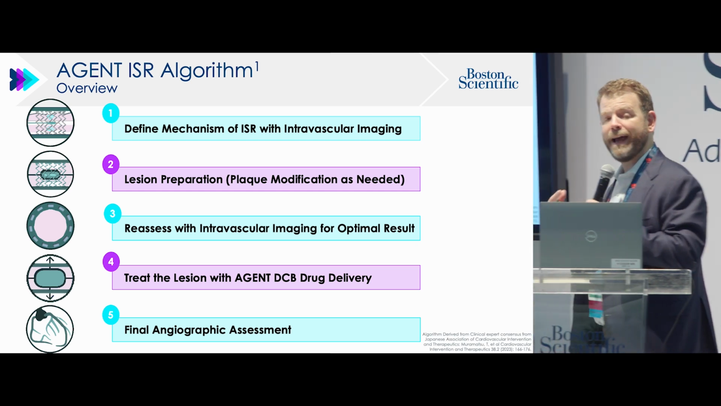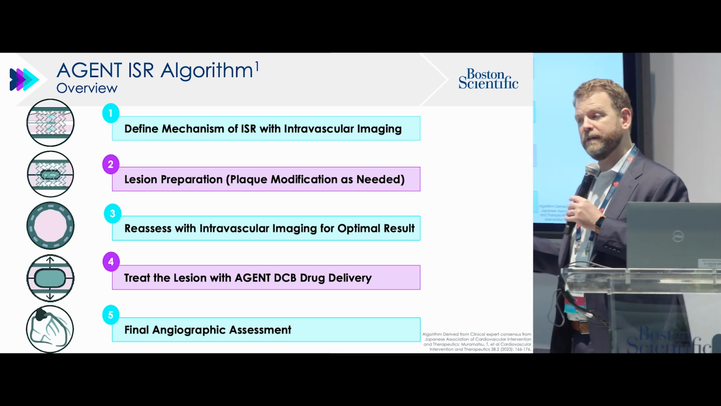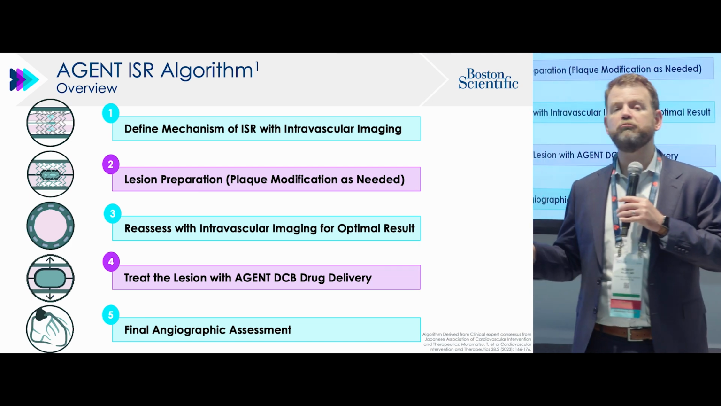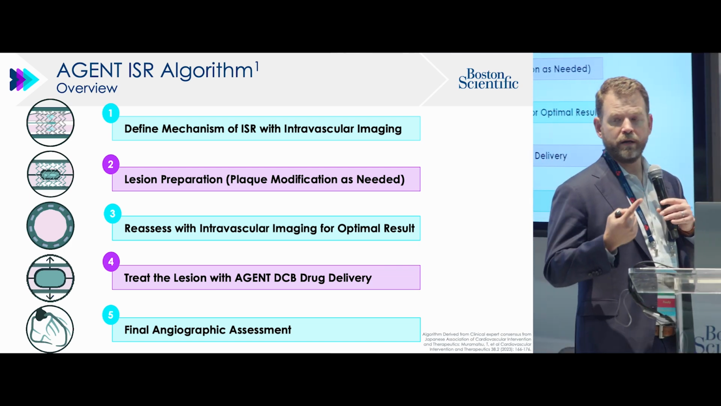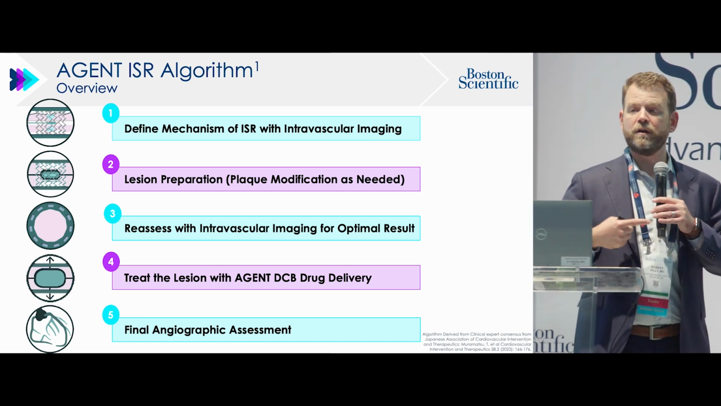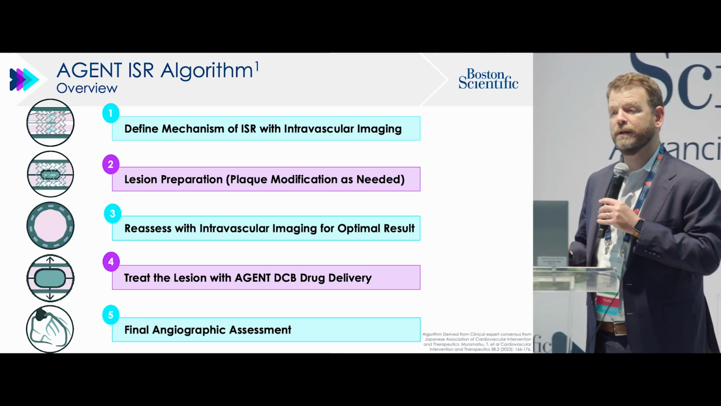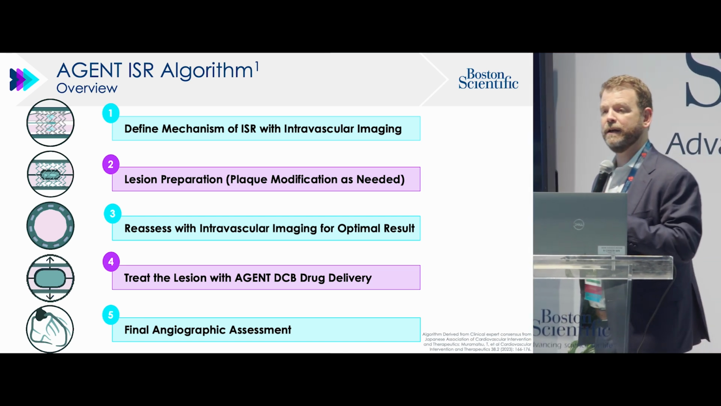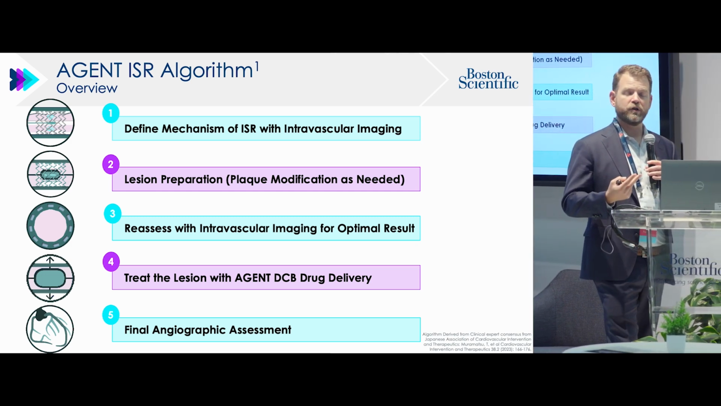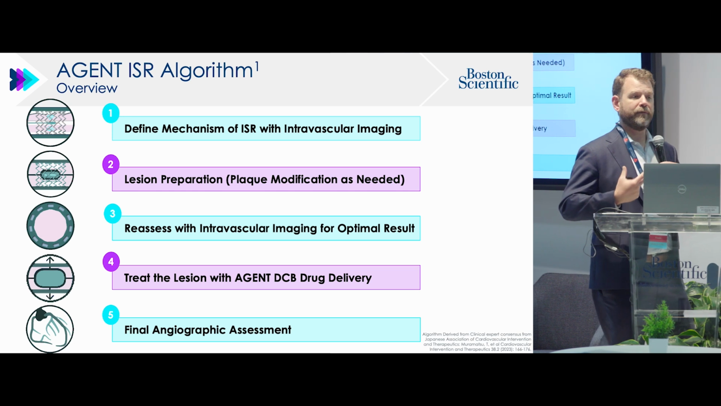You then want to reassess after your vessel prep, whether you have to use the calcium solution, regular NC balloon, Wolverine, whatnot. You want to make sure of a couple of things. One, especially if you're treating at the edges of the old stent, you don't have any edge dissection, because that's really important. That's one thing where AGENT can be contraindicated. We don't want big edge dissections. The second is plaque reduction. We want to make sure we have significant plaque reduction.